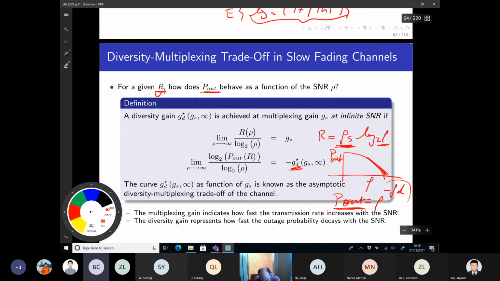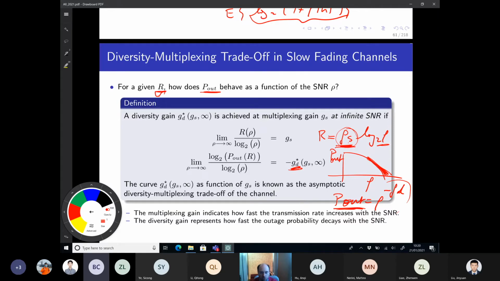And what I'm looking at is how quickly can I increase the rate here? So how quickly can I increase GS? And if I increase GS, what is the impact on the slope of this outage probability? And so there you have a relationship, when you have slow fading channels, between, if you like, reliability and transmission rate. So if you increase GS, you want to transmit at a higher rate. But this will lead to an impact in terms of reliability, which will be measured in terms of outage probability, right?